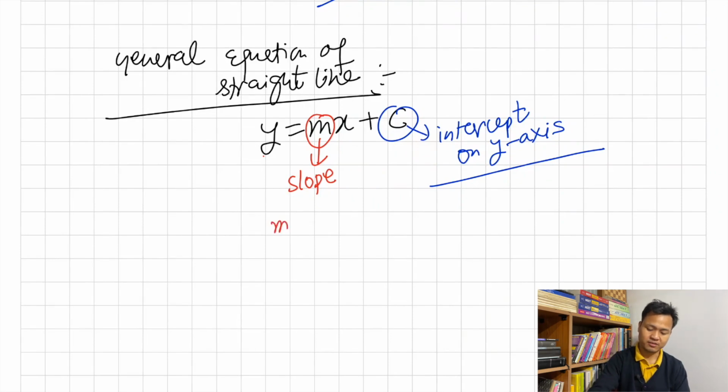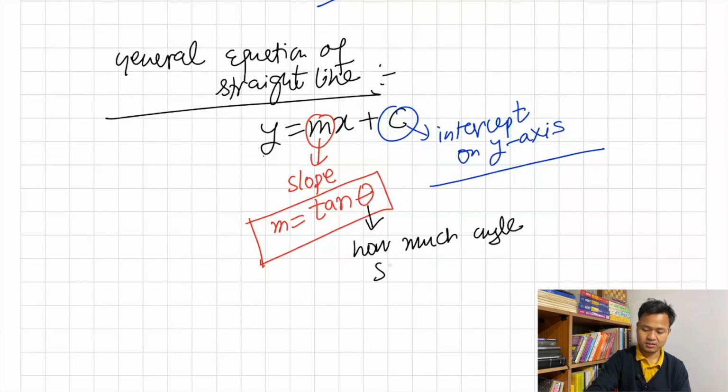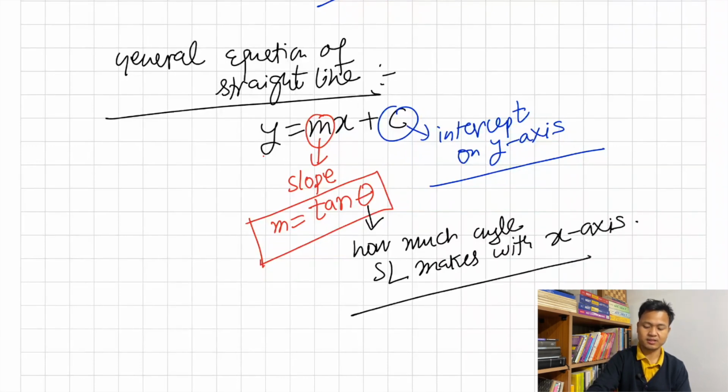The slope value formula is: slope is equal to tan theta. Which means how much angle the straight line makes with the x-axis. Theta is how much angle the straight line makes with the x-axis. Based on the slope, the graph drawing of the general equation of a straight line depends on it.